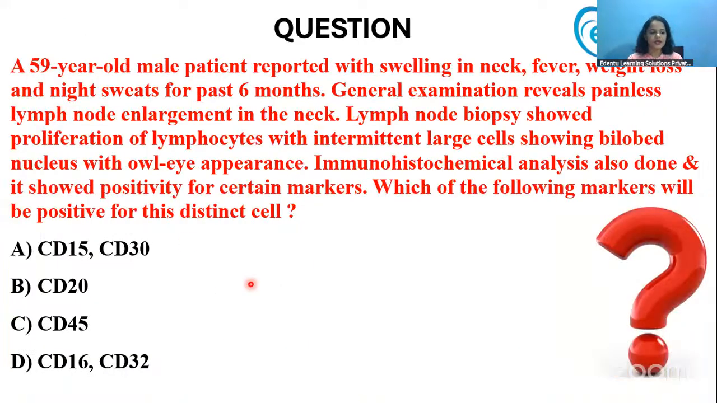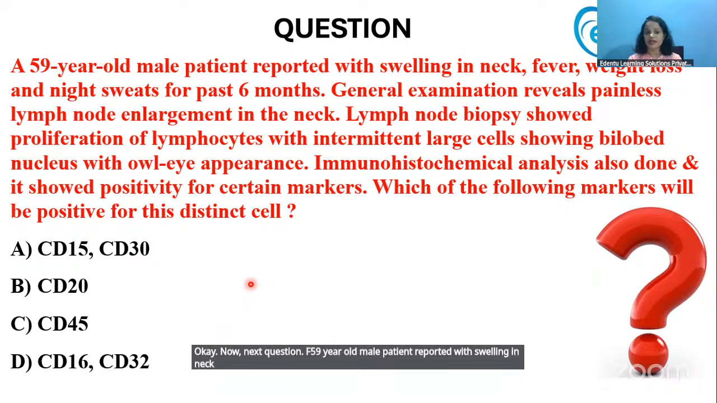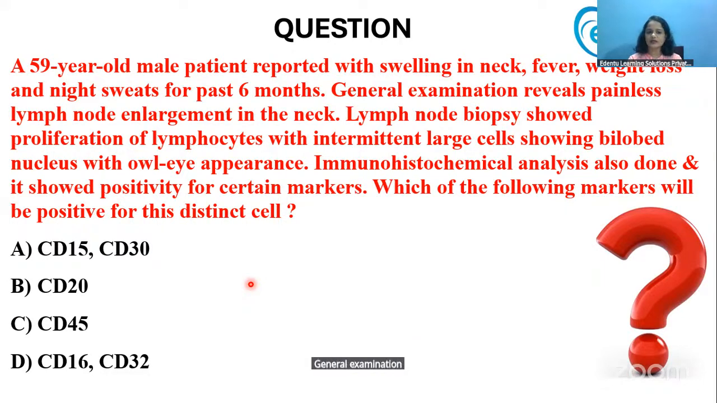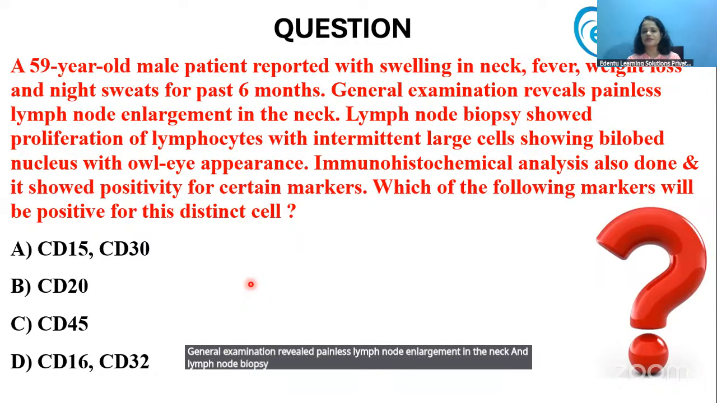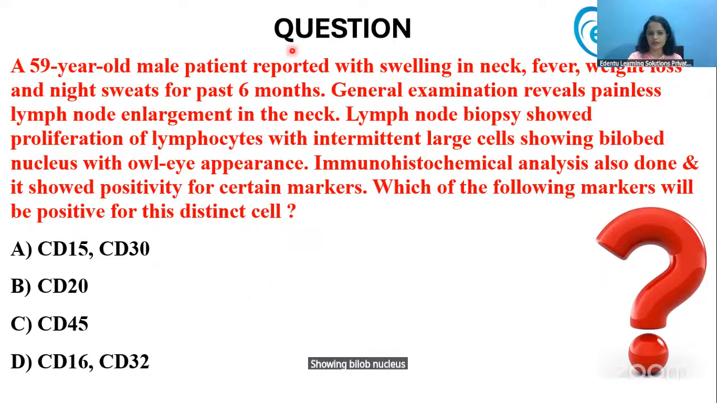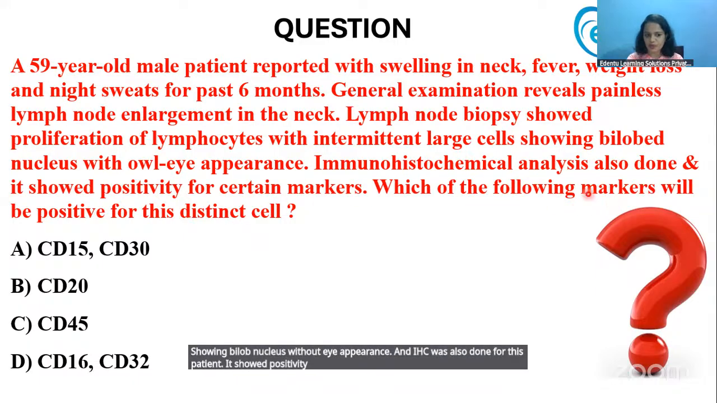Okay. Now, next question. A 59-year-old male patient reported with swelling in the neck, fever, weight loss, and night sweats for the past 6 months. General examination revealed painless lymph node enlargement in the neck, and lymph node biopsy showed proliferation of lymphocytes with intermittent large cells showing a bilobed nucleus with owl-eye appearance. IHC was also done for this patient. It showed positivity for certain markers. Which of the following markers will be positive for this distinct cell?